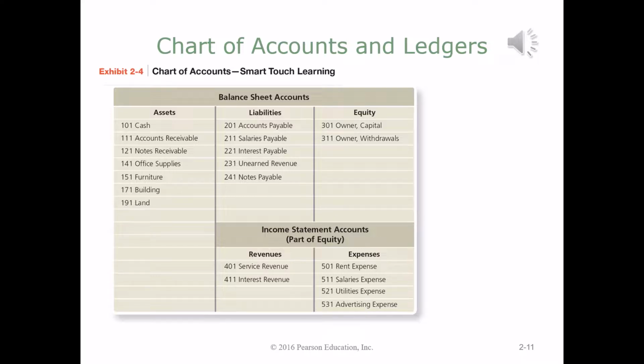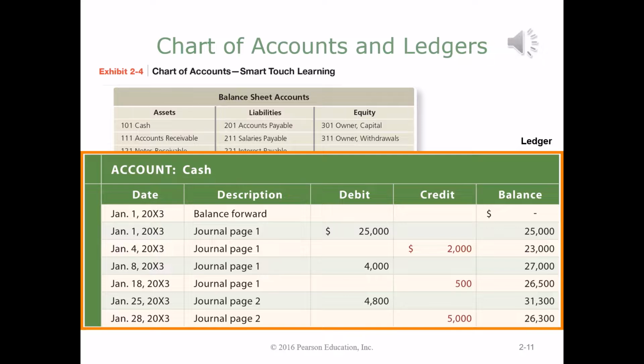In addition to the chart of accounts, companies need a way to show all of the increases and decreases in each account, along with their balances. Companies use a ledger to fulfill this task. A ledger is a record holding all of the accounts of a business, the changes in the accounts, and their balances. A ledger provides more detail than the chart of accounts. Here you can see in our cash ledger, there's a debit column and a credit column with the balance following.